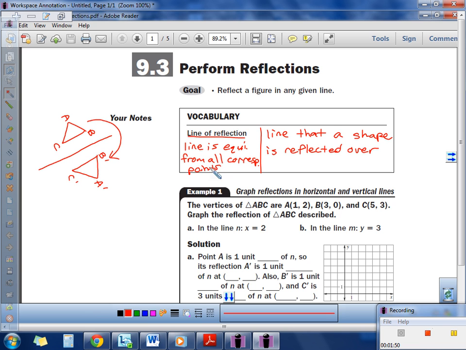That means the distance from B to that line is the same as the distance from B prime to that line. These distances will be the same. The distance from A to the line will match A prime to the line. Obviously, they're a little staggered. And then C to the line will match C prime. So please keep that in mind, and really they should be touching. I didn't align them very well, but they should be touching whenever you draw that line straight across.